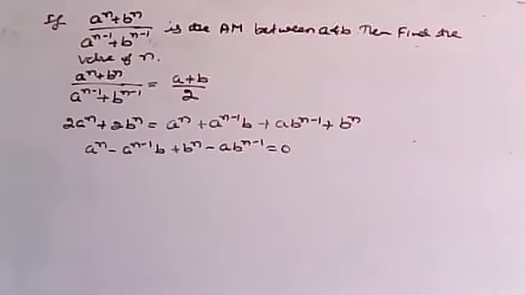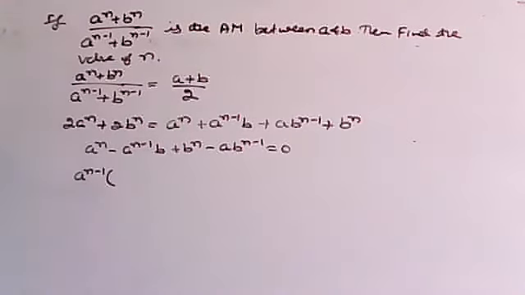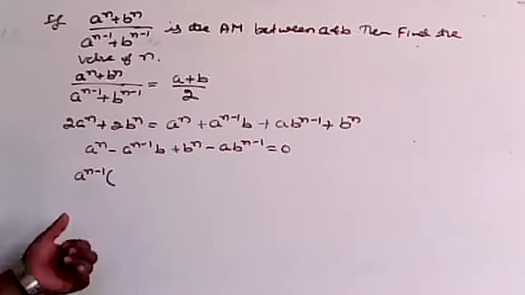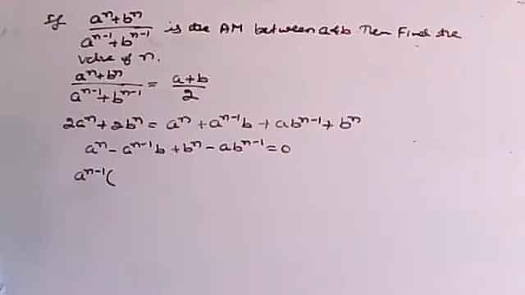Now tell me what you're going to do in the next step here. What should be common in this? Can I take a^(n-1) common in these two terms? If I take a^(n-1) common, what is remaining inside? Anyone? If I take a^(n-1) common, what is remaining inside? Yeah. 1 by a.